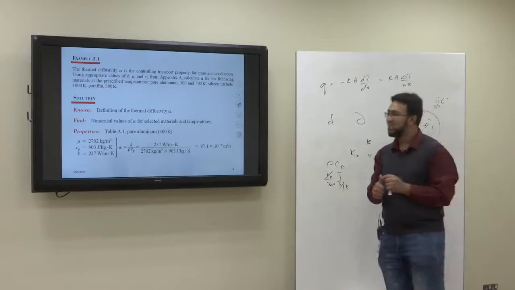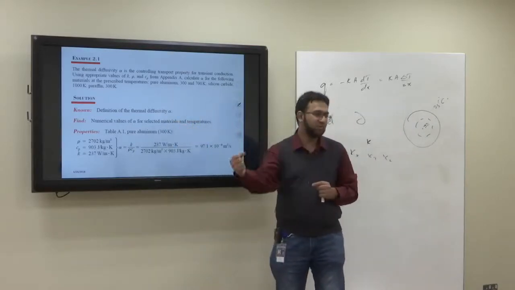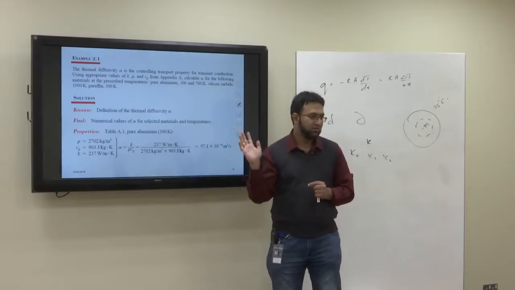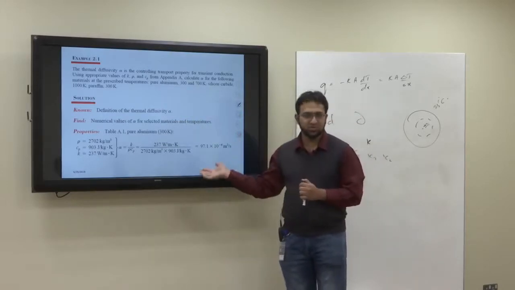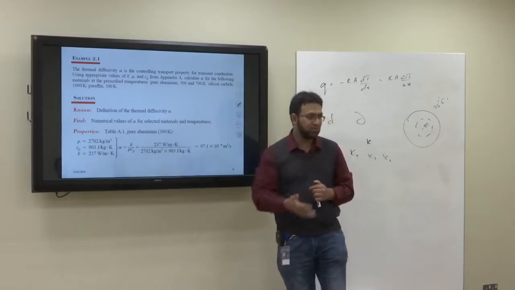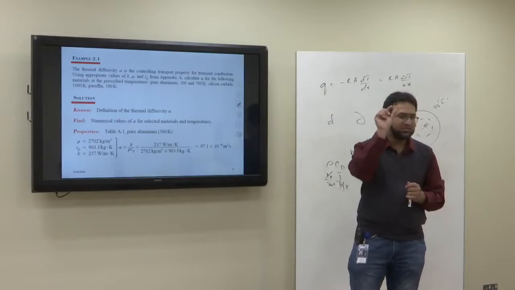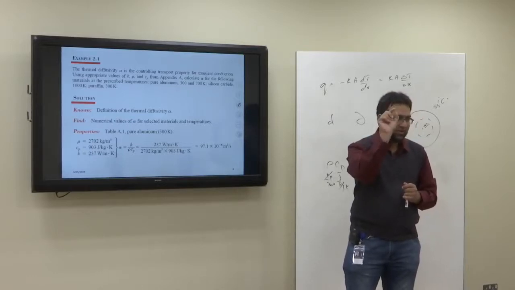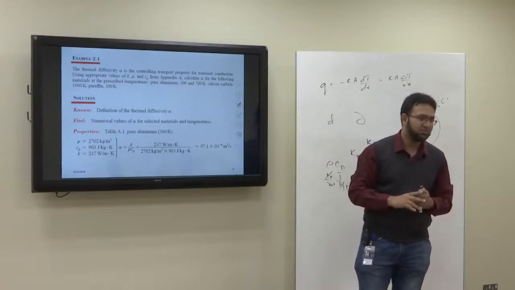So this problem is nothing. This problem says take the values from the tables and just write them. But taking the values from the tables is most simple if you know how to read the table. There's nothing much in it. The way units are written is a little complicated, but if you understand that, it will be easy.